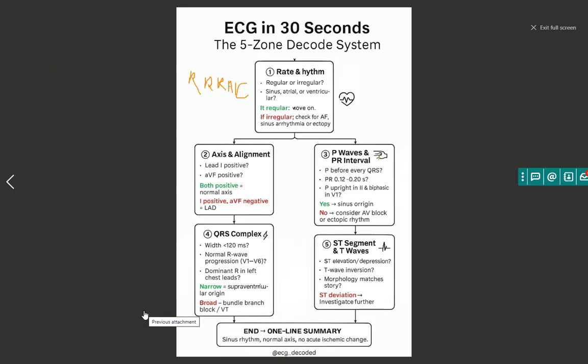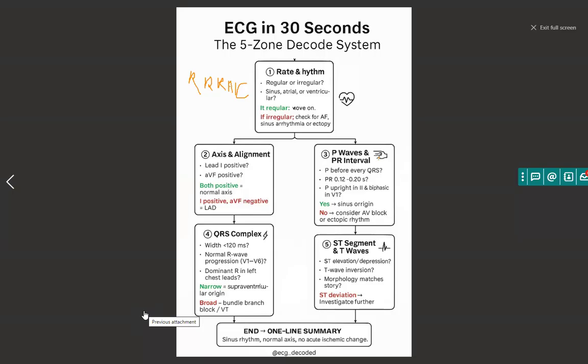When we mean rate, we're talking about, for example, how many small squares, or how many big squares, you have in between 2 R-R intervals. There are several methods with which you can check the heart rate on an ECG. Many times it is automated for you, so you often don't have to do it yourself. But if you have to, you count the number of large boxes between 2 R-R intervals.